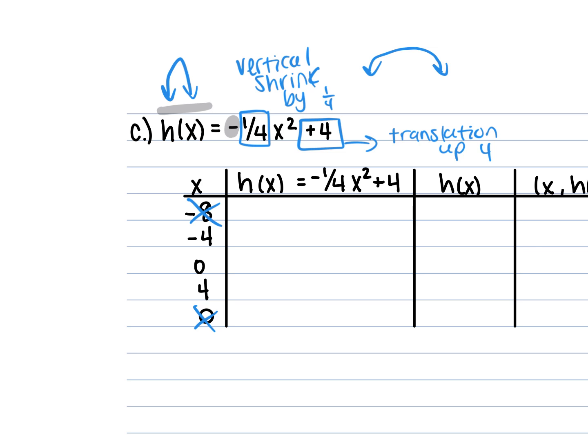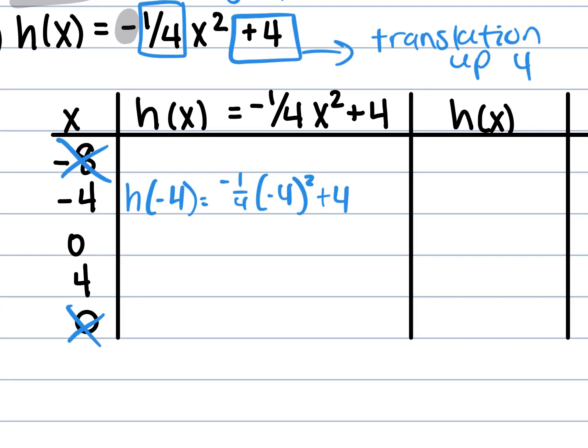Let's plug in -4, let's plug in 0, let's plug in 4. H of -4 equals -1/4 times -4 to the second power plus 4. Okay, pause, please. All right. What do I do? AJ? Square. What's -4 squared? 16.